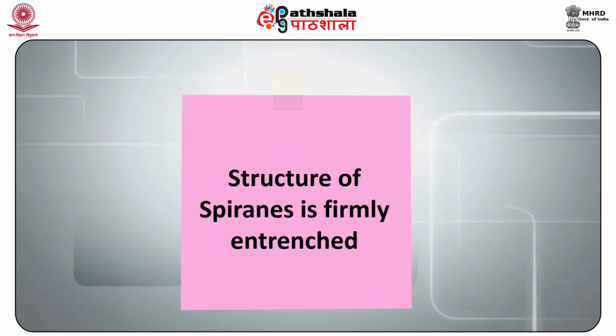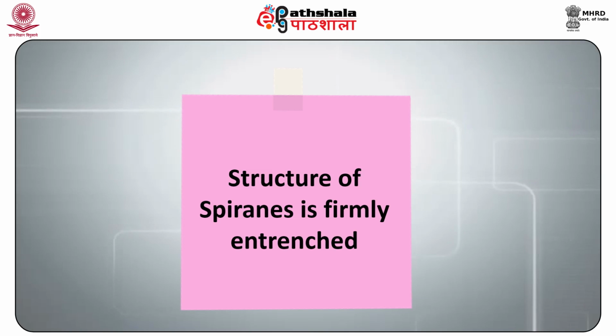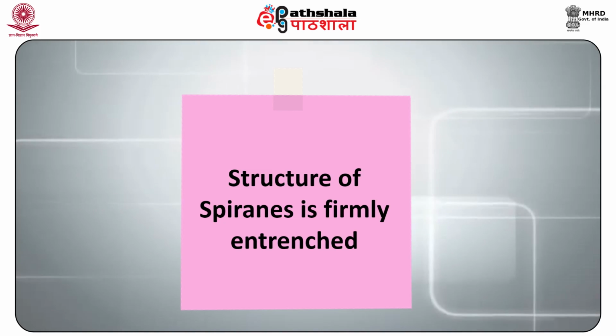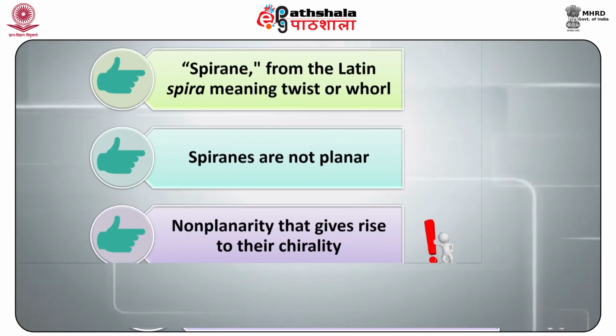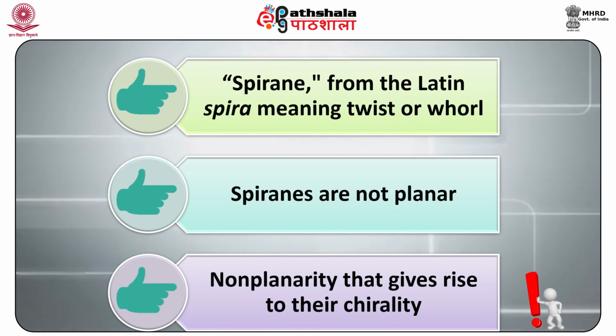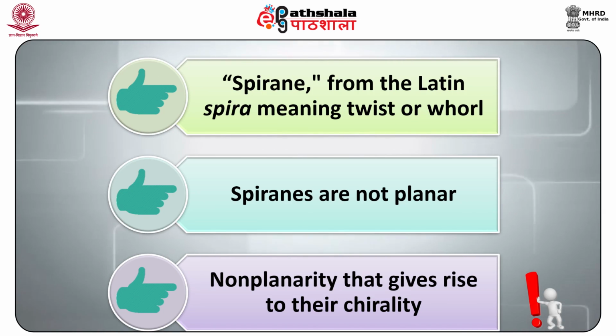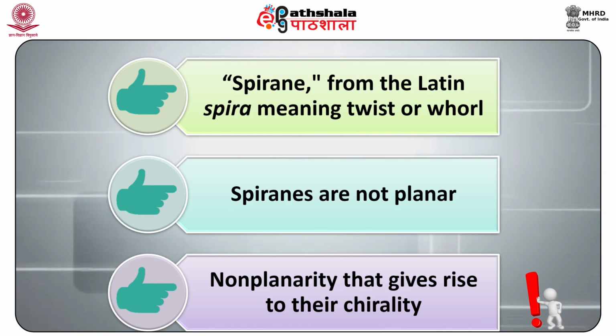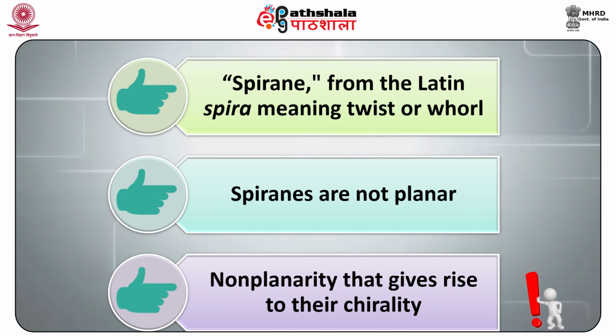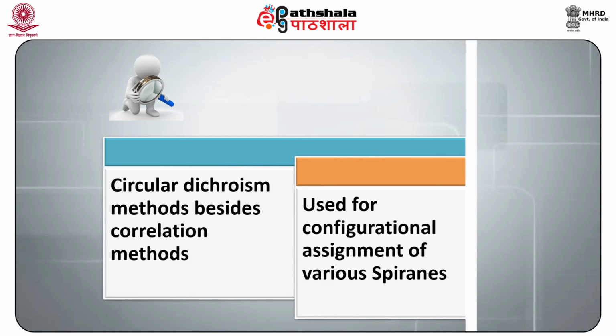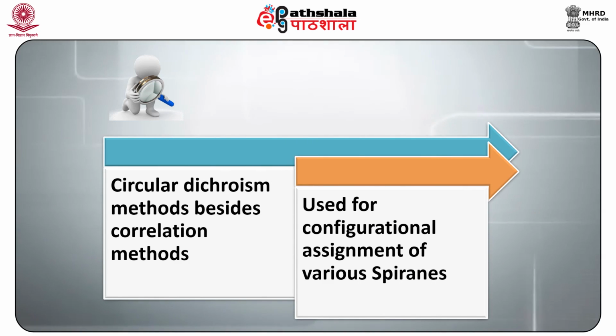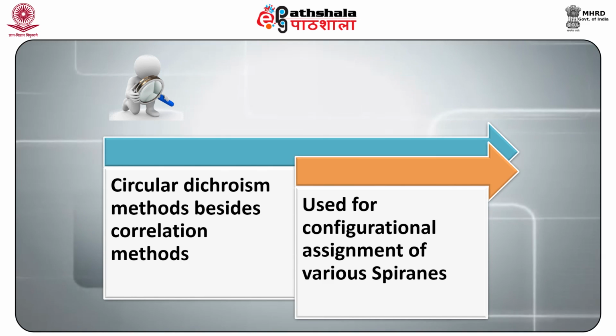It is true that the structure of spiranes is firmly entrenched and the name is somewhat inept. The name spirane, which has been derived from the Latin word spira, which means twist or whirl, implies that spiranes are not planar, and it is their non-planarity that gives rise to their chirality. Circular dichroism methods, besides correlation methods and synthesis methods, have been used for configurational assignments of various spiranes.